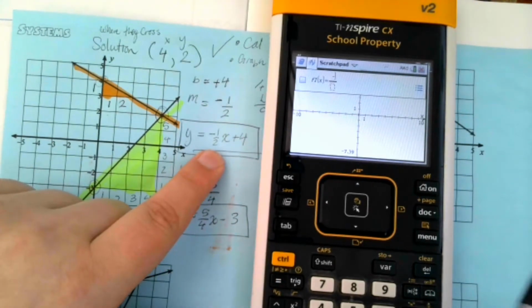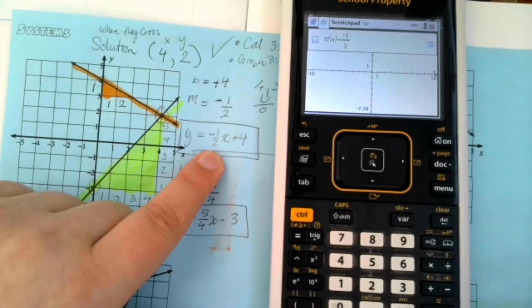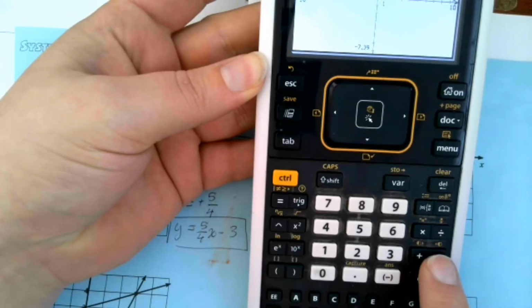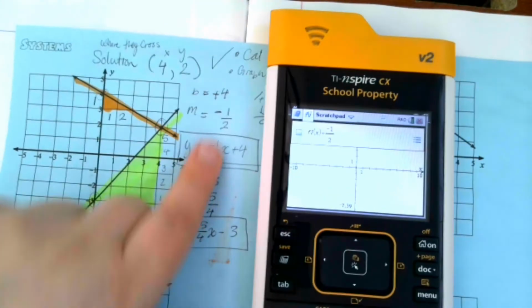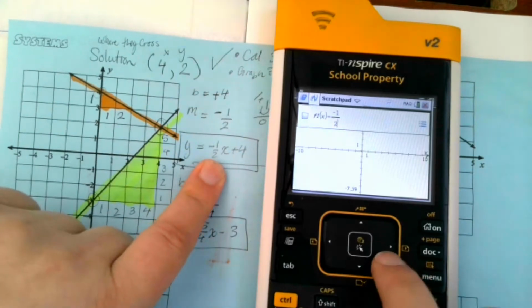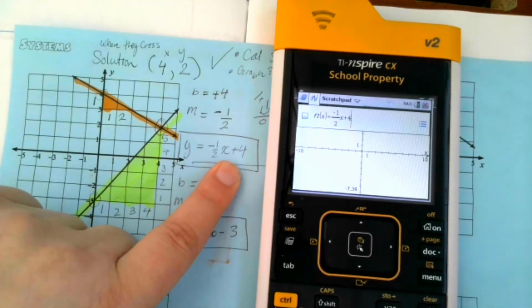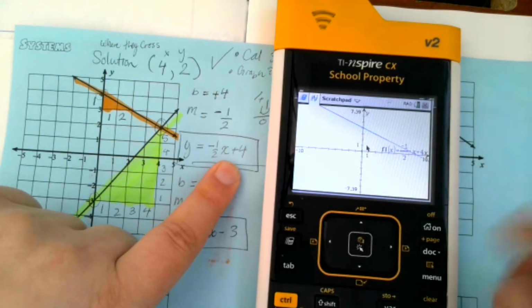So I'm going to do negative 1 over 2. Again, whenever it's a negative, I'm using the white negative. Can't really see what I'm pointing at. This one's the negative, this one's subtract. So negative 1 over 2, make sure the x is next to it and not with the 2, plus 4. Press enter, otherwise it will not graph.